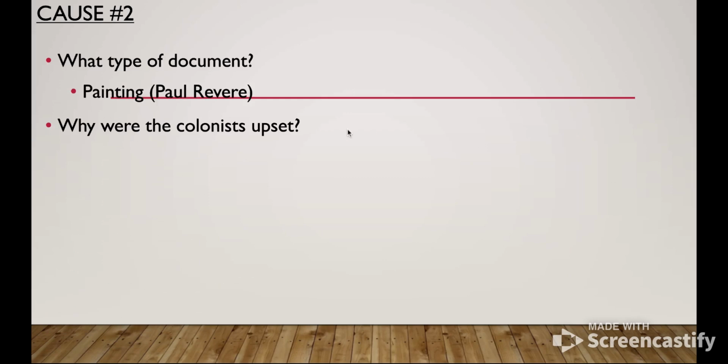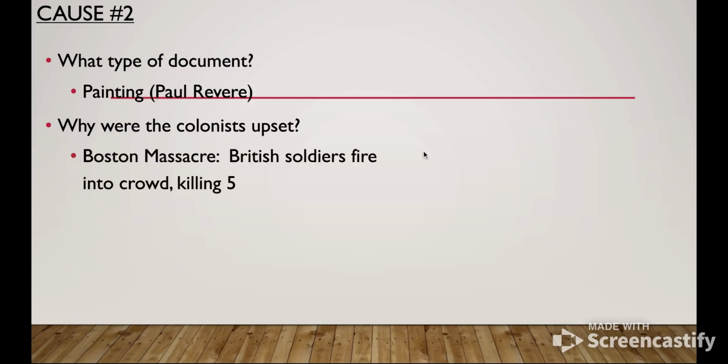As mentioned, this is a painting. This is a painting of the Boston Massacre. This is the 1770s, and British soldiers fire into a crowd of colonists in Boston, killing 5. That painting, I don't want to talk about too much, probably isn't completely historically accurate. If you go back to it, you'll notice that the colonists look completely innocent. They're just standing there. They're away from the British troops. They don't have any weapons.